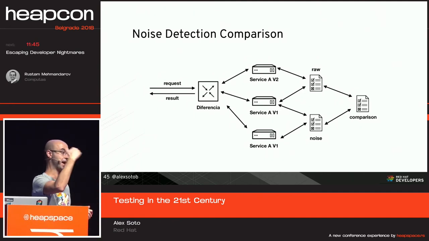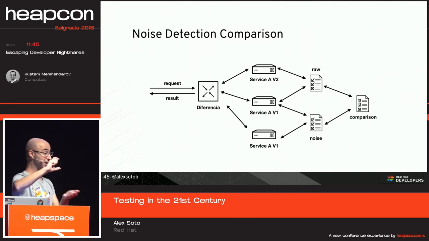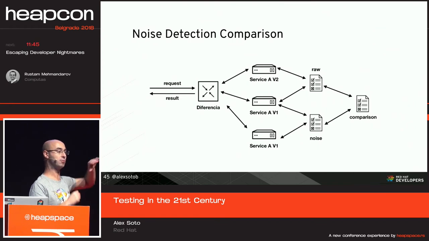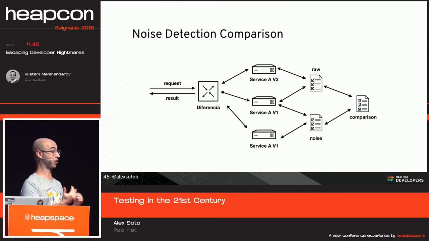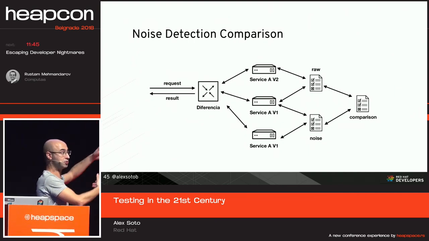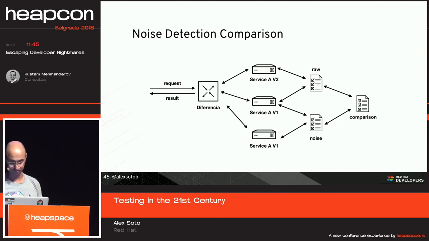So you have service A V1 and service A V2, and you want to detect whether you have added any regression. Diffy does this automatically. You put this with mirroring traffic, and then you are able to detect not only if your service V2 is behaving incorrectly, but also if the content it is producing is correct or not.